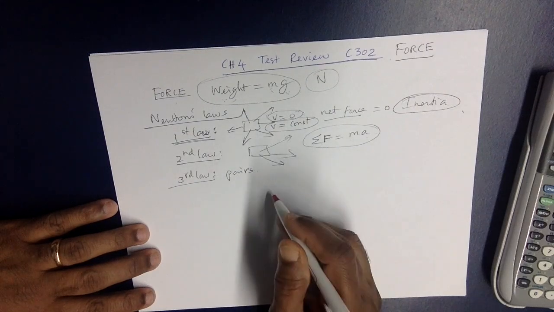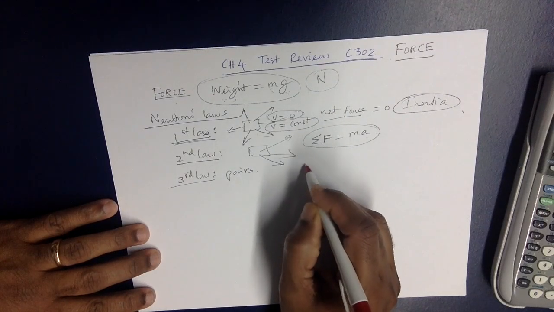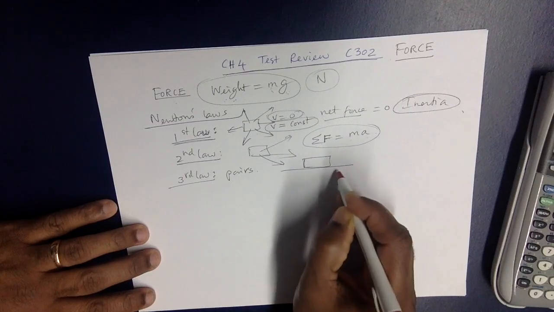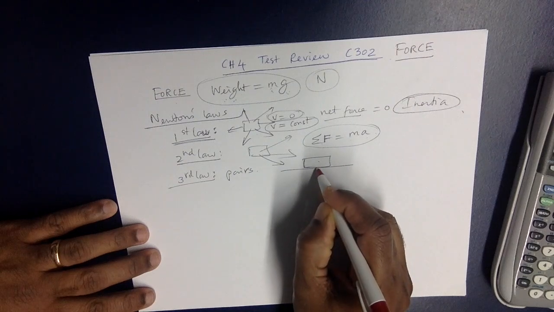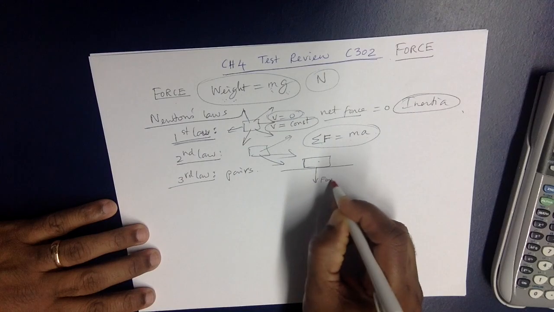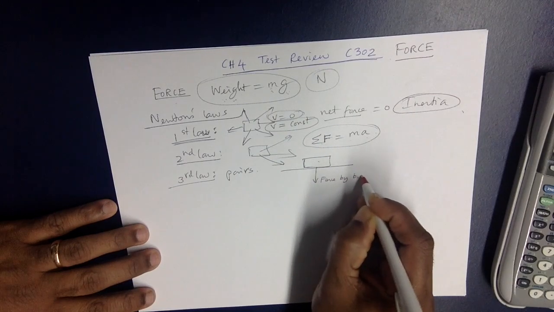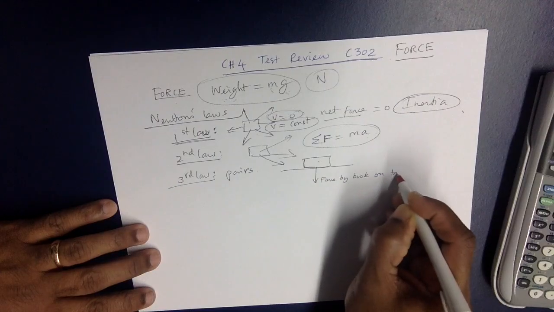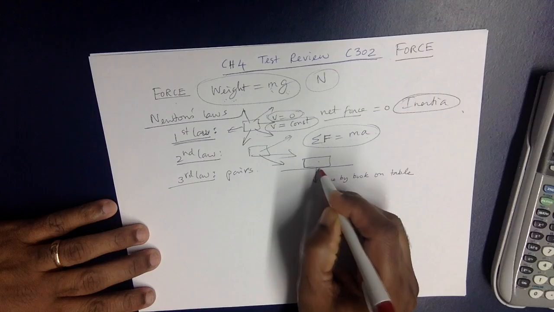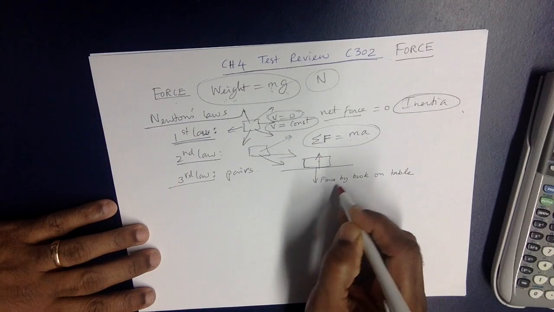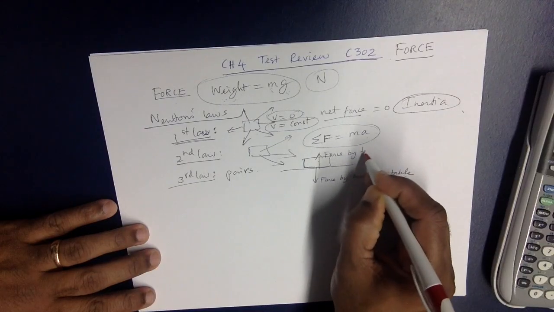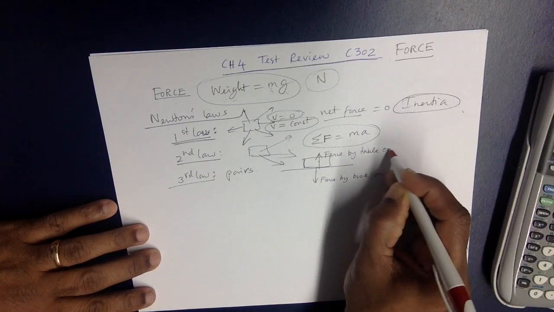So pairs of forces are always pairs. Okay, so if that's a book sitting on the table, the book is pushing the table down. So this is force by book on table. Now, where's a pair for that? The table pushing the book up. So it's a force by table on book.